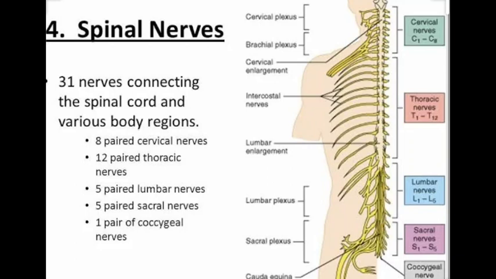In the diagram you can see here, the 5 bones, vertebrae, are paired up for lumbar nerves. Then next one is the 5 paired sacral nerves. Here in the diagram you can see near the backbone, the 5 nerves are there. And the last one is 1 pair of coccygeal nerves. Here in the diagram you can see the last end of the spinal cord. These spinal nerves are connected with the spinal cord and from there they are giving the messages to different body parts.